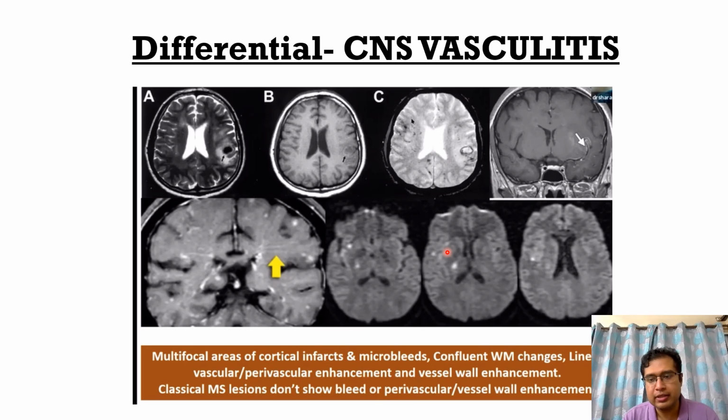But the important thing that helps us differentiate between CNS vasculitis and multiple sclerosis is that multifocal areas of cortical infarcts, microbleeds, confluent white matter changes are typical with vessel wall enhancement in case of CNS vasculitis. The classical MS lesions do not show any bleed or perivascular vessel wall enhancement as is seen in case of CNS vasculitis. So on SWI images, microbleeds are very well seen on vasculitis, and vessel wall enhancement and some infarcts are very commonly seen in case of CNS vasculitis as compared to multiple sclerosis.